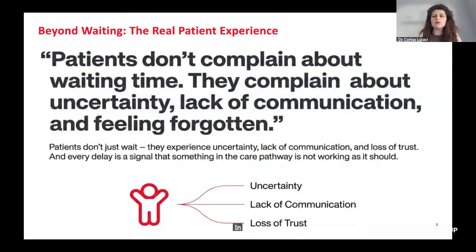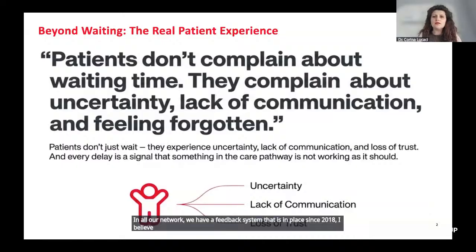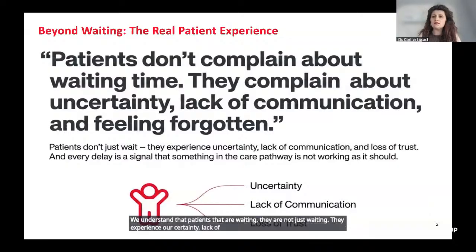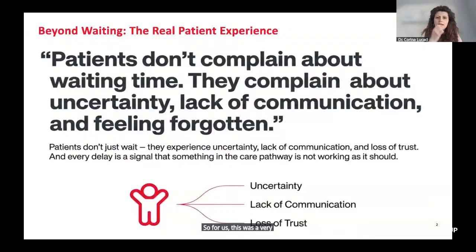In all our network, we have a feedback system that has been in place since 2018, I believe. And we analyze the data that are obtained through this system. We understand that patients that are waiting are not just waiting. They experience uncertainty, lack of communication, and loss of trust. So for us, this was a very, very big deal, and we tried to solve this problem.